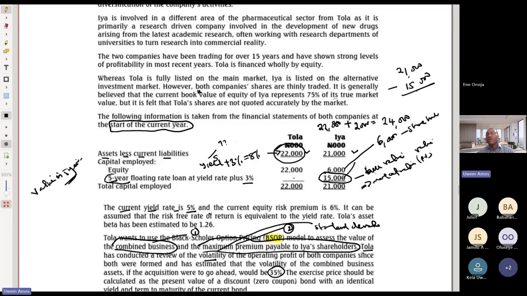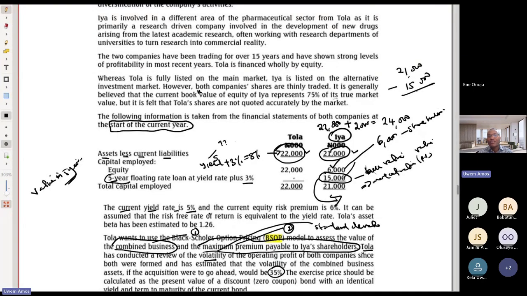You cannot give the shareholders what belongs to those you are owing. Out of the total value of 21,000 for Iya, you are owing 15,000. So you only have 6,000 left to represent what the equity holders own. And that is the value of Iya.